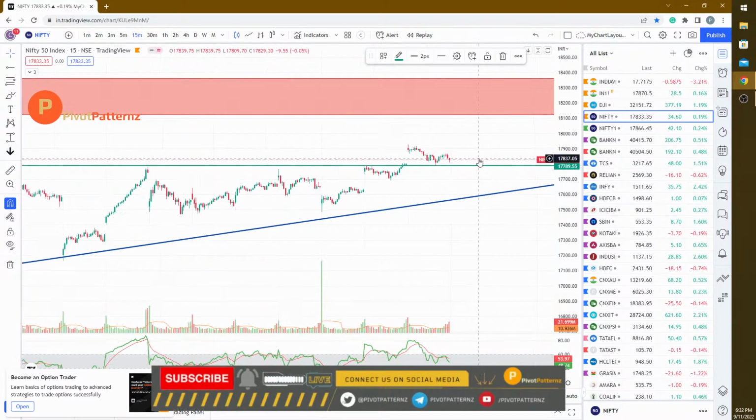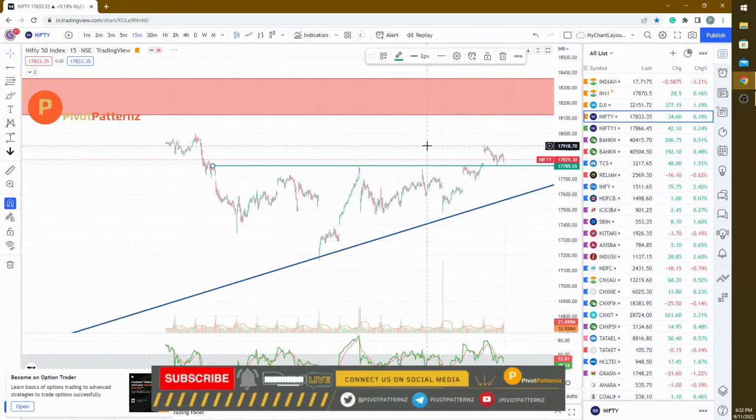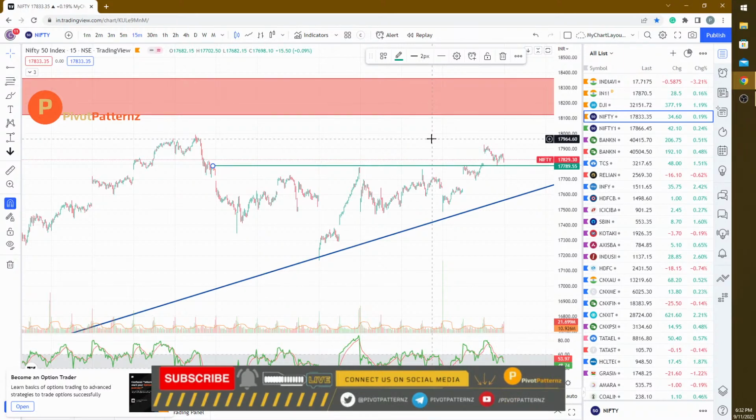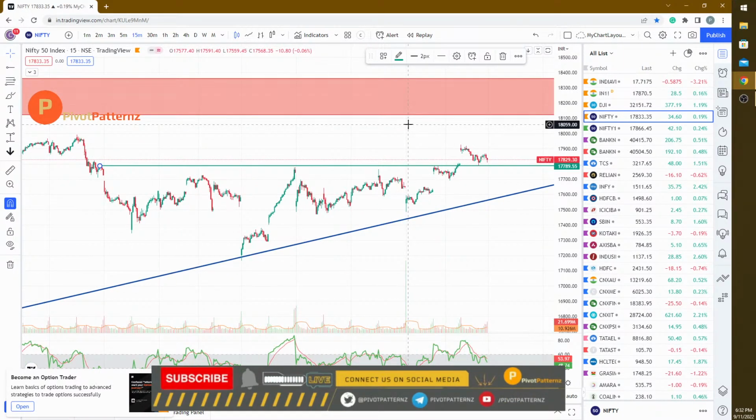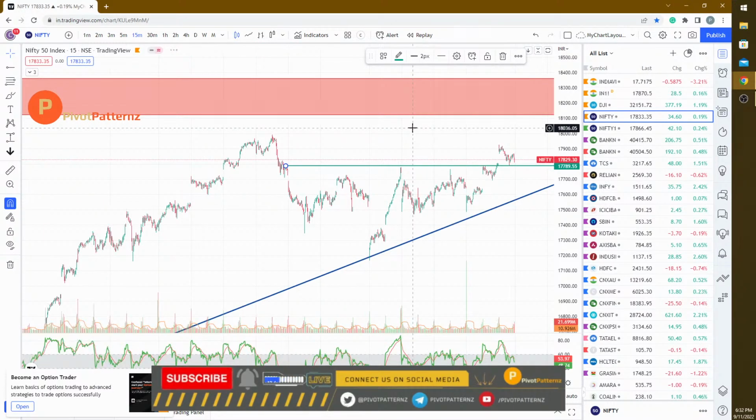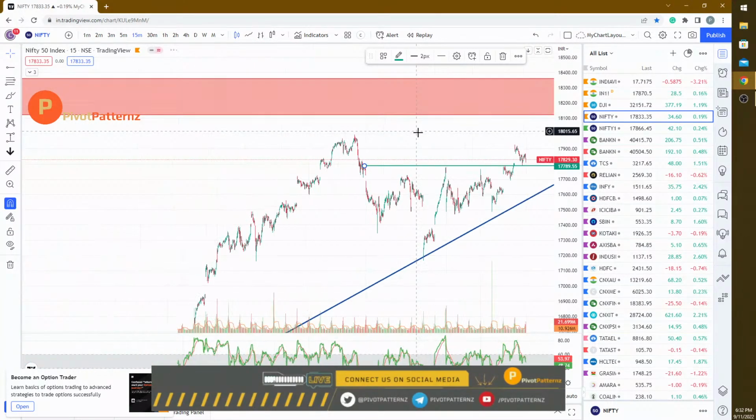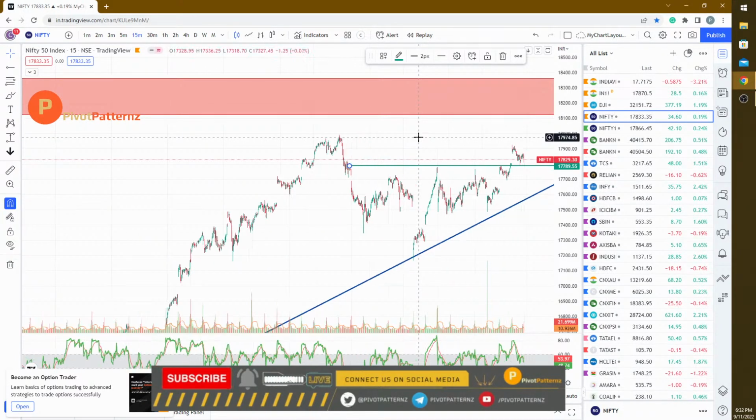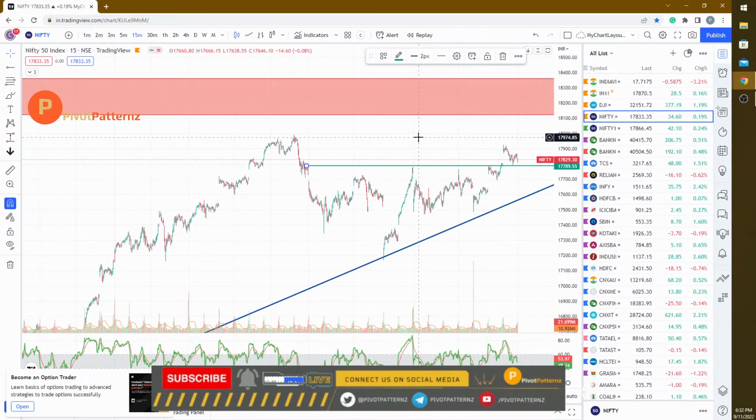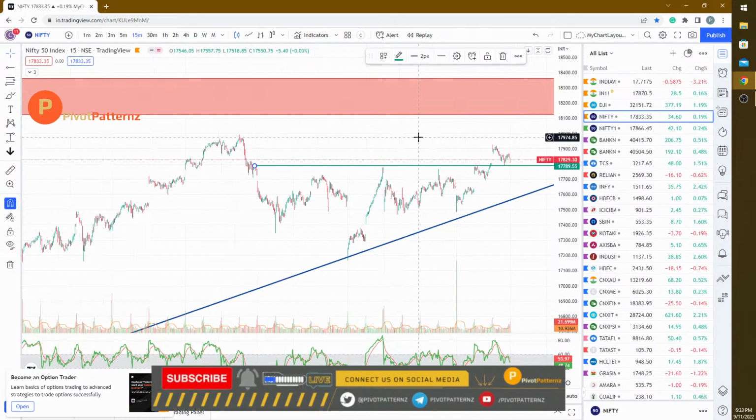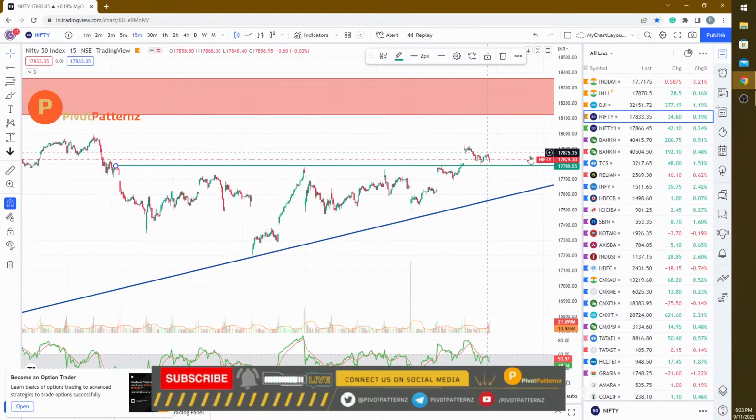17,950 is our zone. So if we happen to break out of this, our next destination would be 17,980. If I mark this, yes, 17,980 would be our next destination if we happen to break this on the flat.